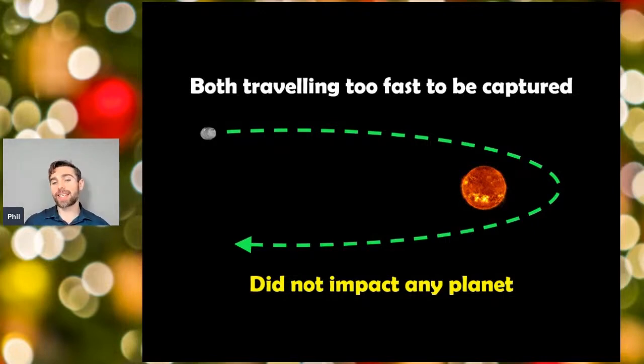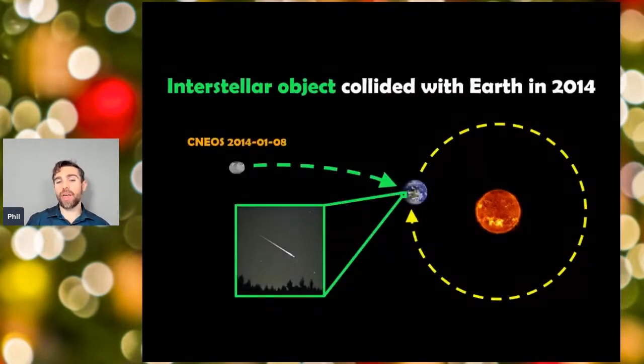We didn't get a lot of information from them because they came in too fast. But anyway, they came in and didn't impact anything. But then this is where it gets interesting. So 2014, no, I said 2016, 17 is when those two came in. They were the first ones detected. But in 2014, one actually hit the Earth.